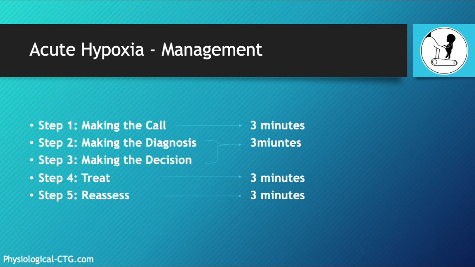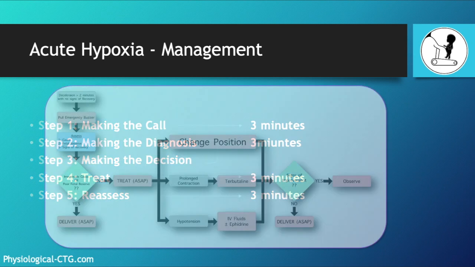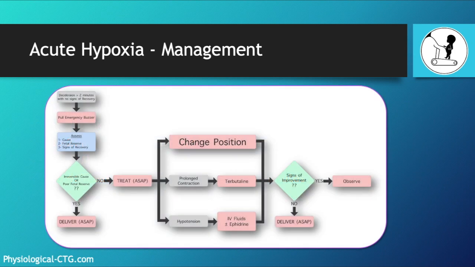The next 3 minutes is spent making the diagnosis, as in the cause of hypoxia, the fetal reserve, and the current fetal status. And at the end of those 3 minutes, you need to make the decision. You're either delivering as soon as possible or you're treating as soon as possible. Treatment should not take more than 3 minutes, and then you reassess over the final 3 minutes. This is a simplified flowchart describing the management of acute hypoxia.